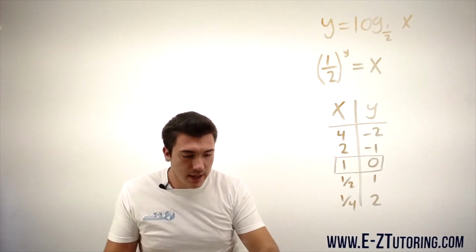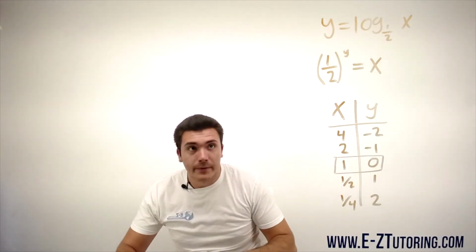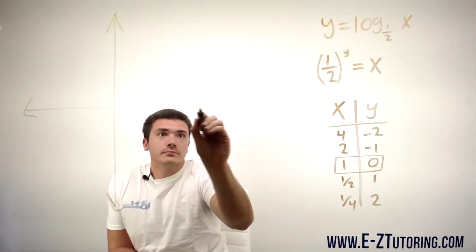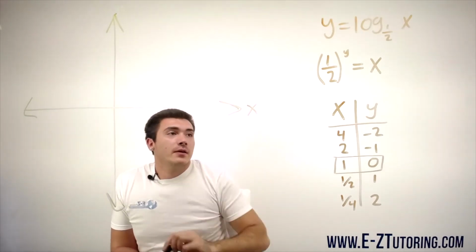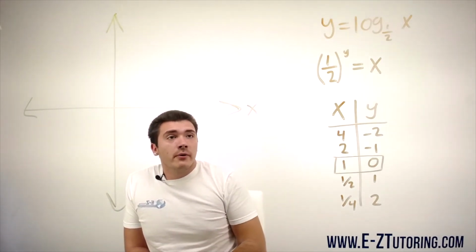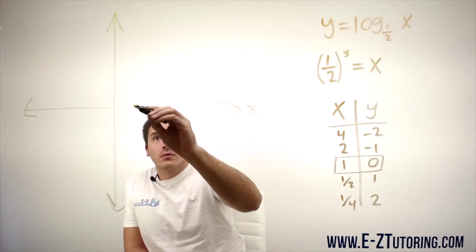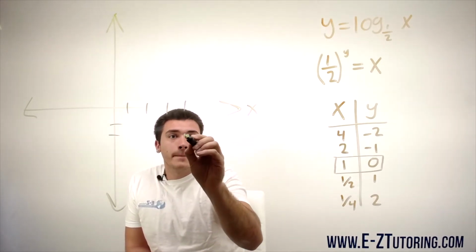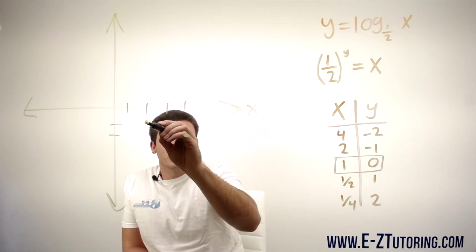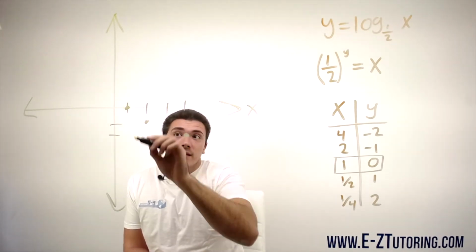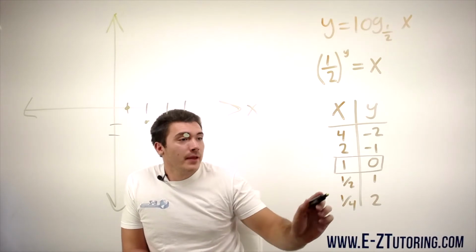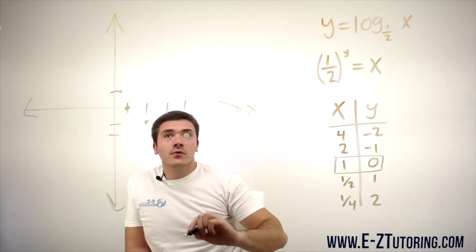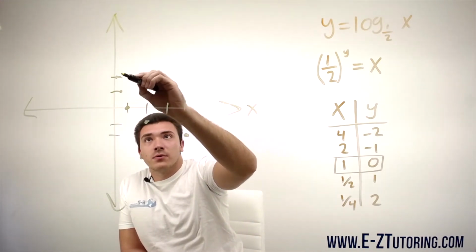So now let's go ahead and graph all these coordinates that we just found. We make our graph here. For our x coordinate, we have 4, and -2 over there. Then we have 2, -1, which is there, and 1, 0, which I said you will always have in logarithm graphs. And then we have 1/2, 1, which is right over there, and 1/4, 2, which is over there.